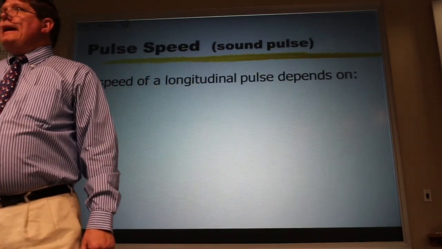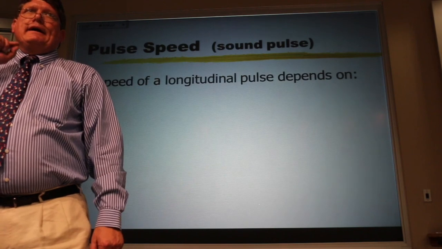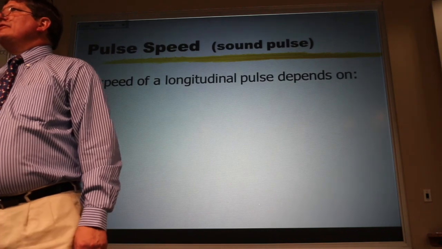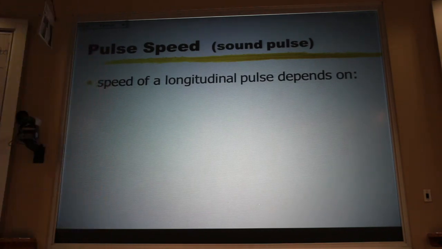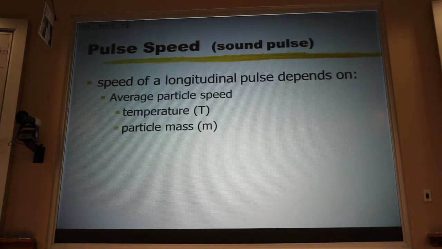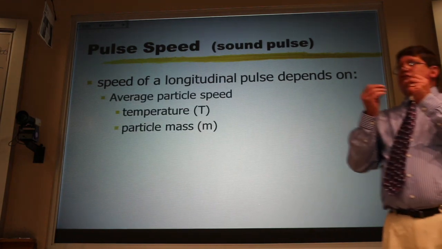Have you ever breathed in helium and then you talk like Mickey Mouse? That is because sound travels at a different speed through helium than it does through air, which is mostly nitrogen. And the difference is that helium is lighter. And so it turns out that the mass of the particle matters.